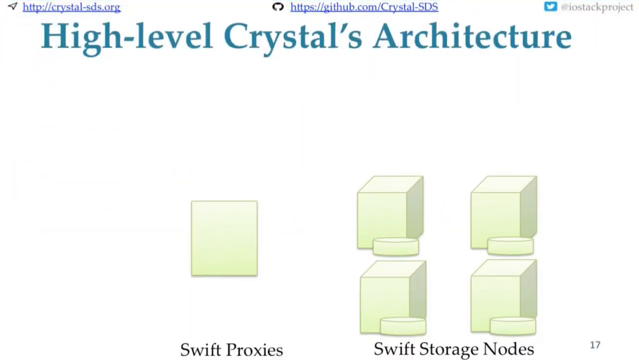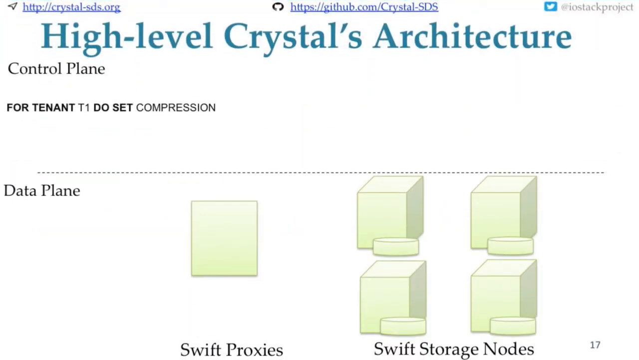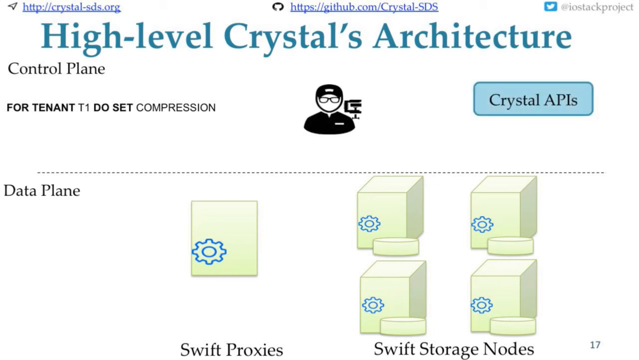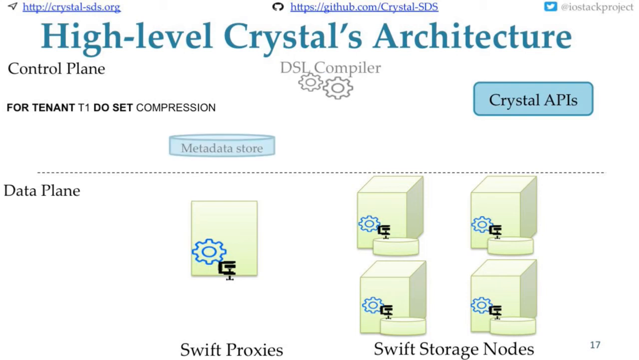Let's see a simple example of how it works. Imagine that we want to define a policy for tenant T1 to set compression. The first entity that comes into play is the filter framework, which is installed in the cluster but does not modify the code of Swift. Then, because we need to enforce a compression filter, the administrator installs the compression filter via the API, and it is readily available in the storage cluster.